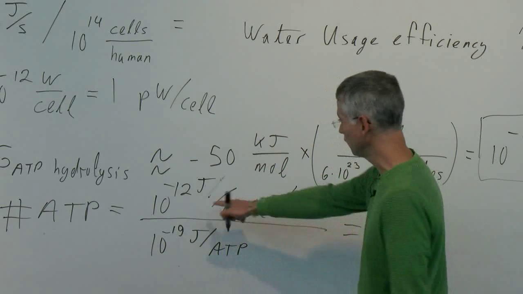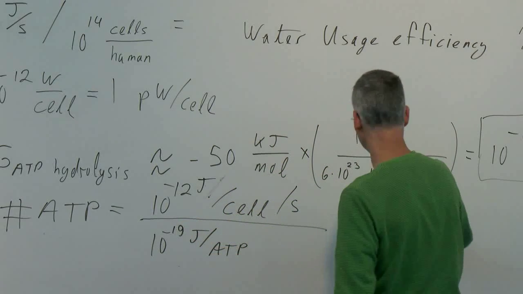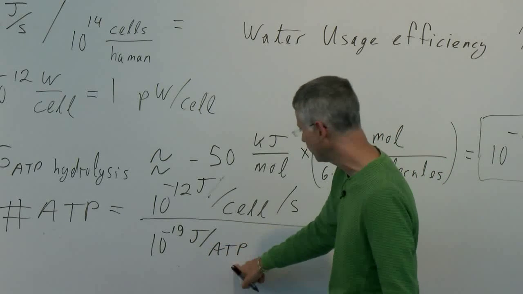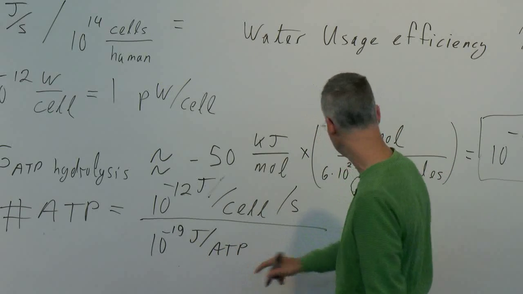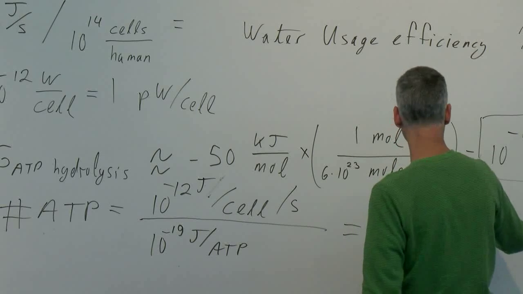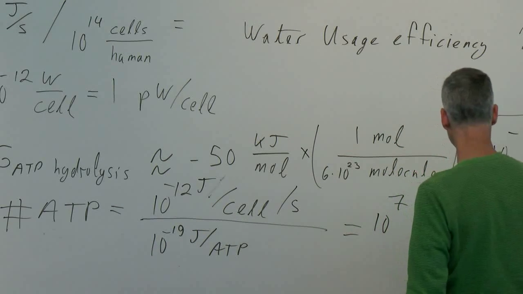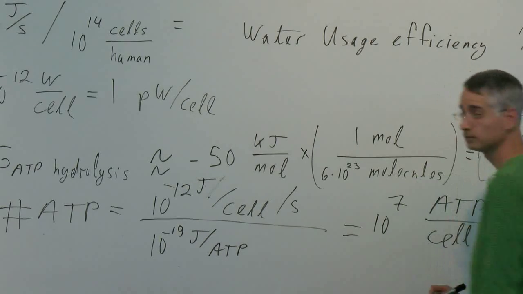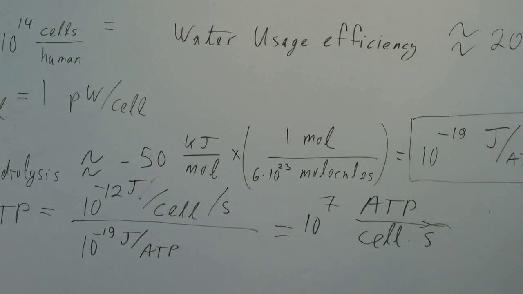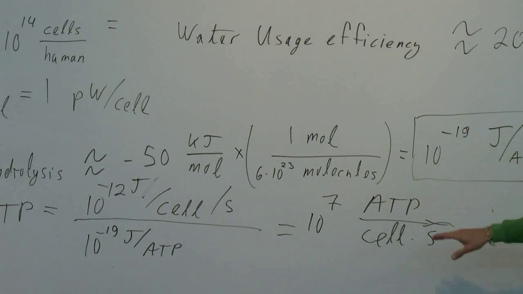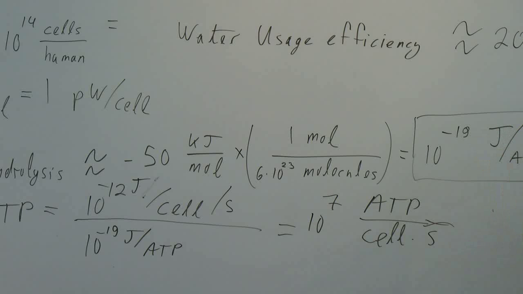So from that, 10 to the minus 12 over 10 to the minus 19 gives me 10 to the 7. ATP is divided by ATP, but this is already in the denominator. So that gives me ATP per cell per second. So I need about 10 to the 7 ATPs per cell of this size per second on the average over the whole of all the cell types in the body for that volume.